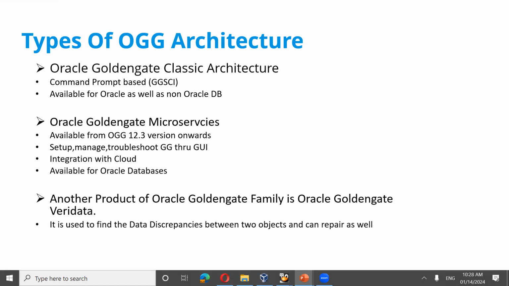Okay. Now, Veridata is another product in the Goldengate family. As the name suggests, Veridata stands for verifying the data. So say, for example, on source, you have 10,000 records in a table. On target, you have 9,000 records. So what Veridata can do for you is it can identify the discrepant records for you and it can repair those discrepancies for you as well.